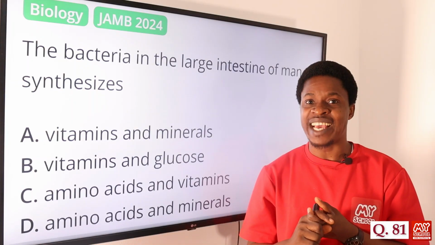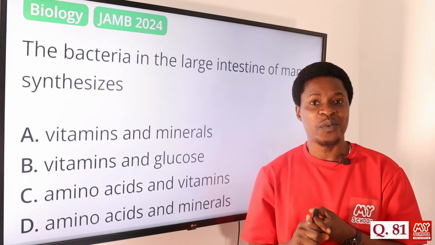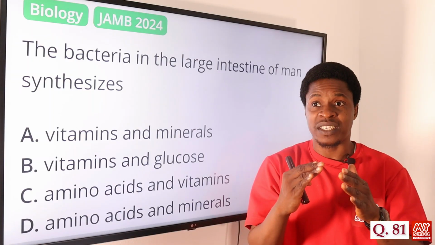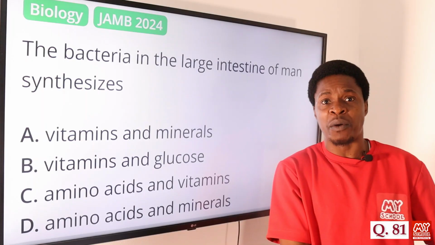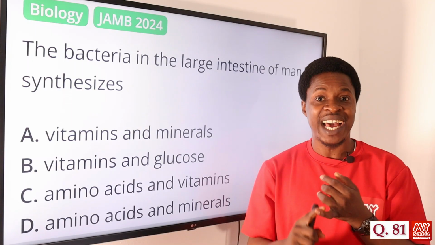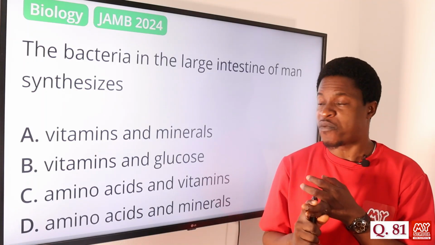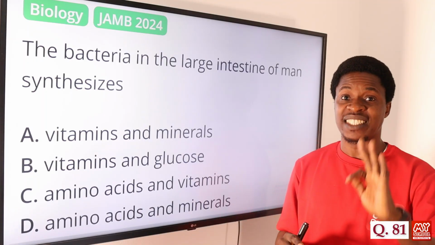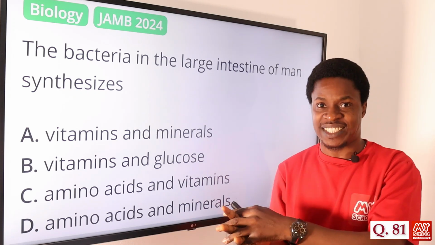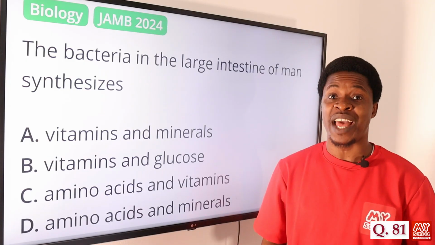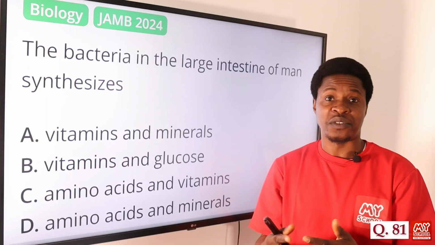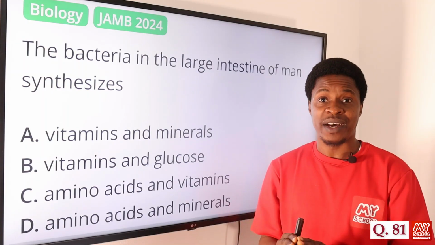Bacteria will not synthesize glucose. Bacteria will not synthesize minerals. Even though they can get engaged in some processes, they are not involved in the synthesis of glucose, and they are not involved in the synthesis of minerals. But they can help in the synthesis of amino acids, which are gotten from protein. So we have bacteria acting on and synthesizing proteinous food. When we talk about that, we talk about amino acids, of course.